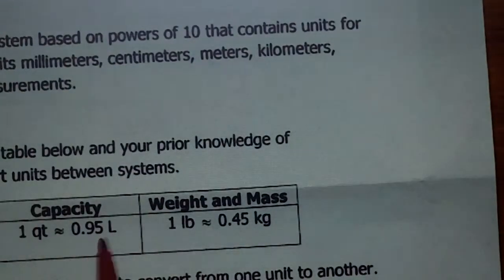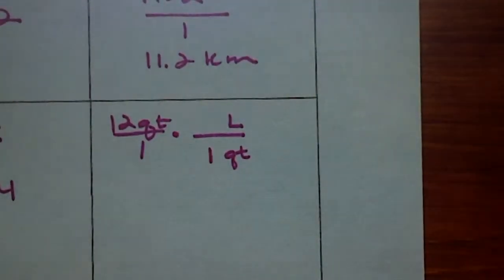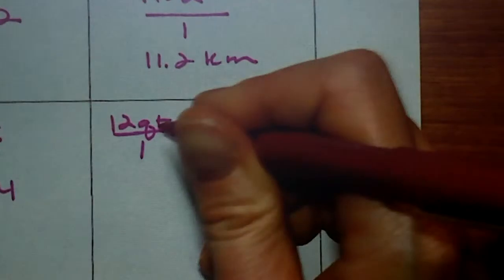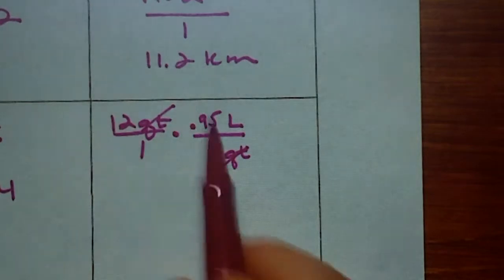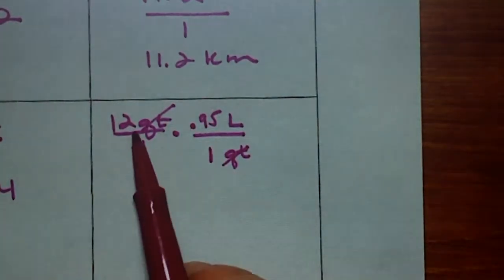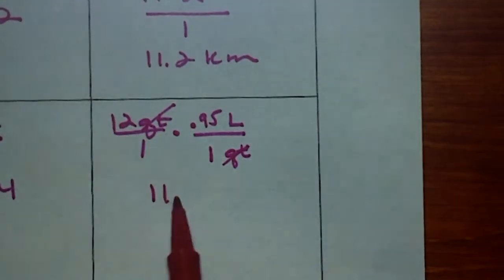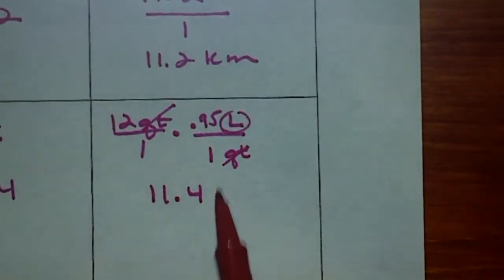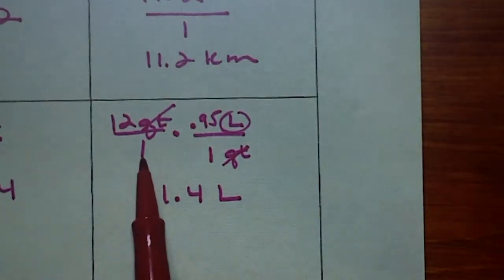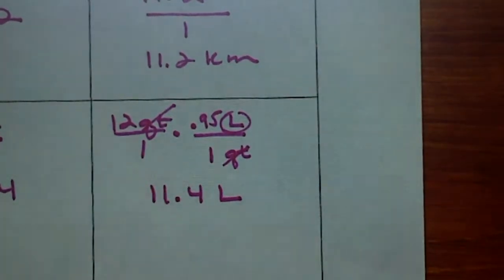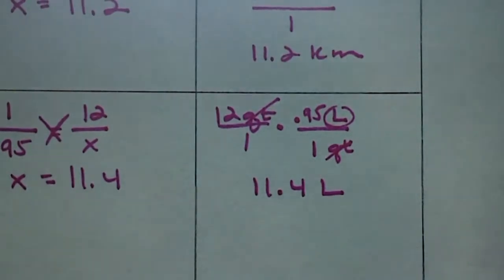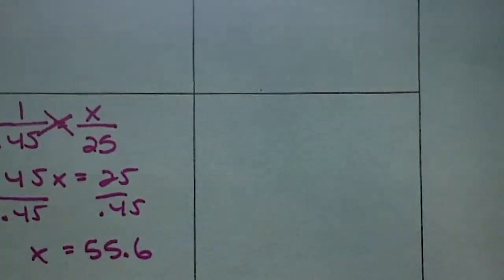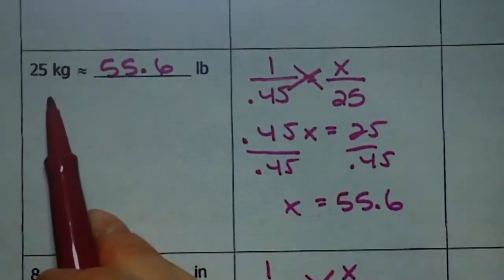1 quart is 95 hundredths of a liter. So I'm going to put the 1 with the quart, and 95 hundredths of a liter I put with the liters. Again, I'm going to cross multiply, but before I do, I can cross cancel out the units. I need to take 12 times 0.95 liters. When you take 12 times 95 hundredths, you get 11.4. We still have liters, those didn't cancel out, and it would end up being over top of 1 times 1, which is 1, which is the same exact answer we got for the other one. So we're done.